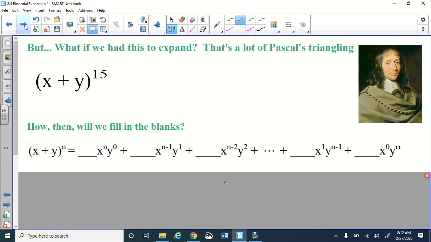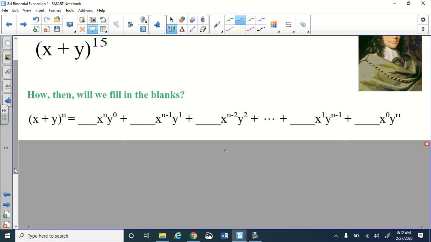And so here we go. Here we've got x plus y to the 15th. And right, same thing. We're not going to use Pascal's triangle. So here's the deal. First, I want you to stop for a second and see that big rectangle that's in the middle of the page.